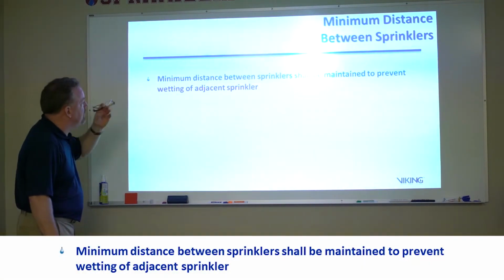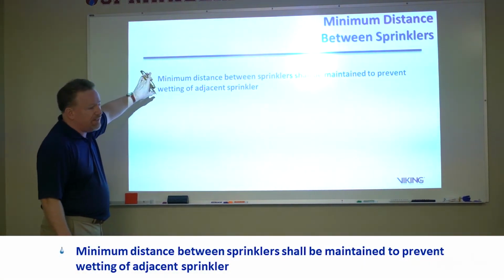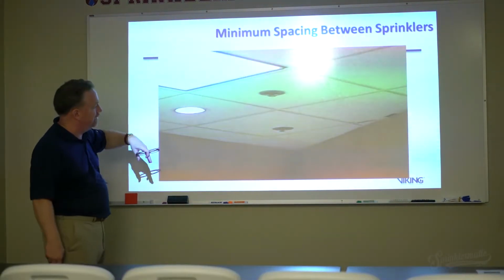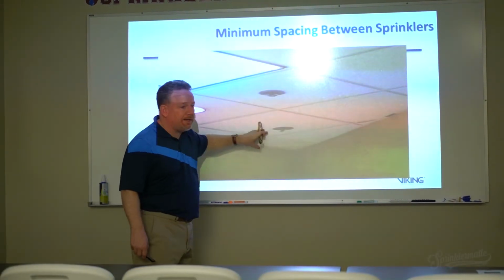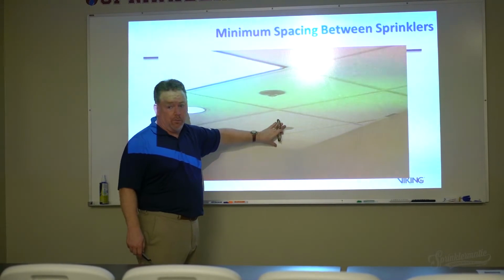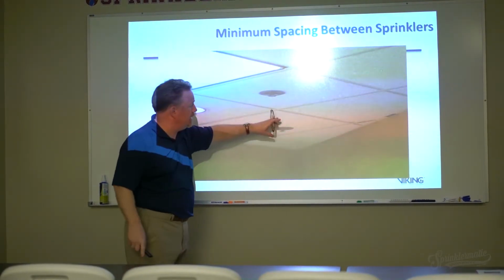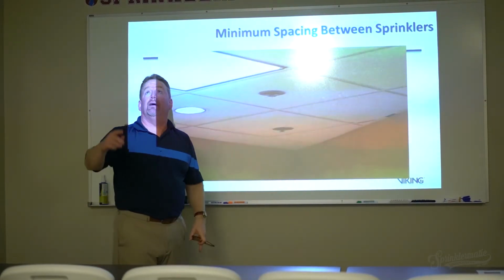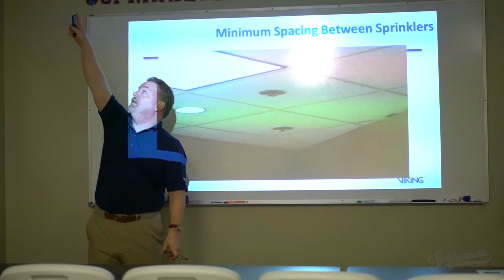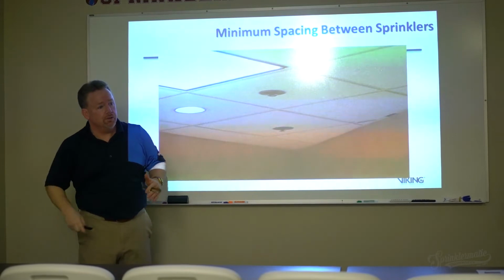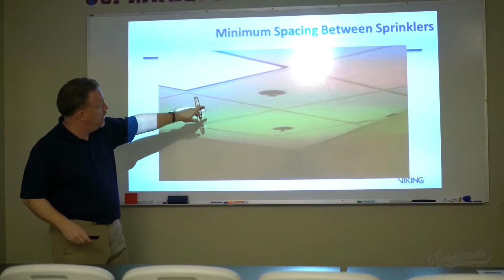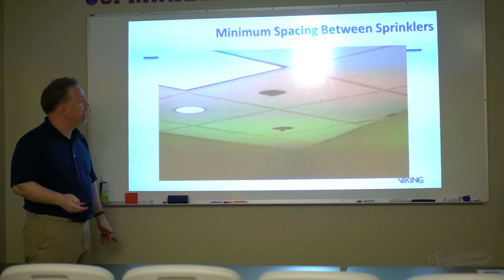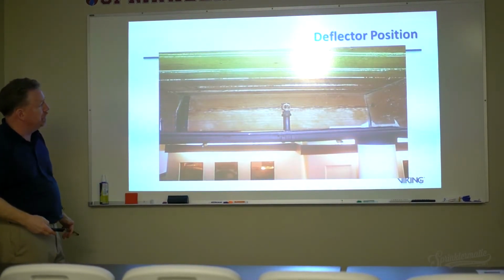Minimum distances need to be maintained, as I said, to eliminate wetting of that particular sprinkler. So here we have 2 by 2 ceiling tiles, just like we got in here, and I've got this one here and that one there. So basically I've got a sprinkler here and a sprinkler here. Too close. One of these is never going to go off. So those are the general rules.